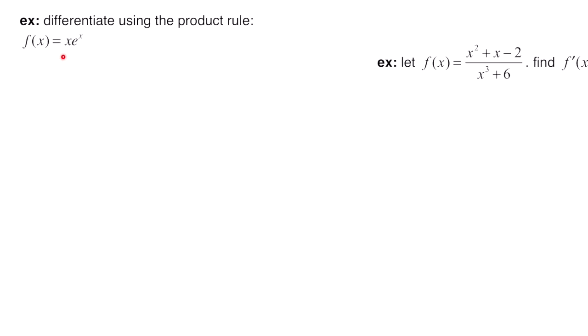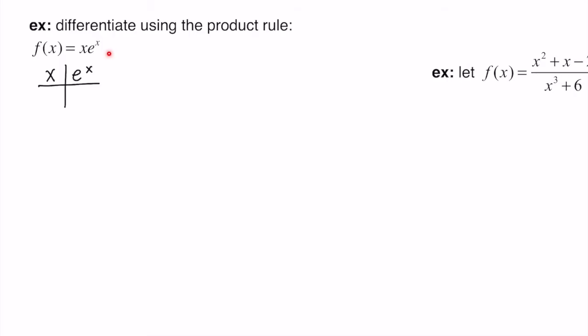This example says differentiate using the product rule. Before we actually apply the product rule, I want to point out that you have two functions here. You have x, you have e to the x. Because you have a product of functions, in order to differentiate, you must use the product rule. So remember, to set up using the fish, you take the first function, put it on the left, take the second function, put it on the right. Then we take their derivatives going down.